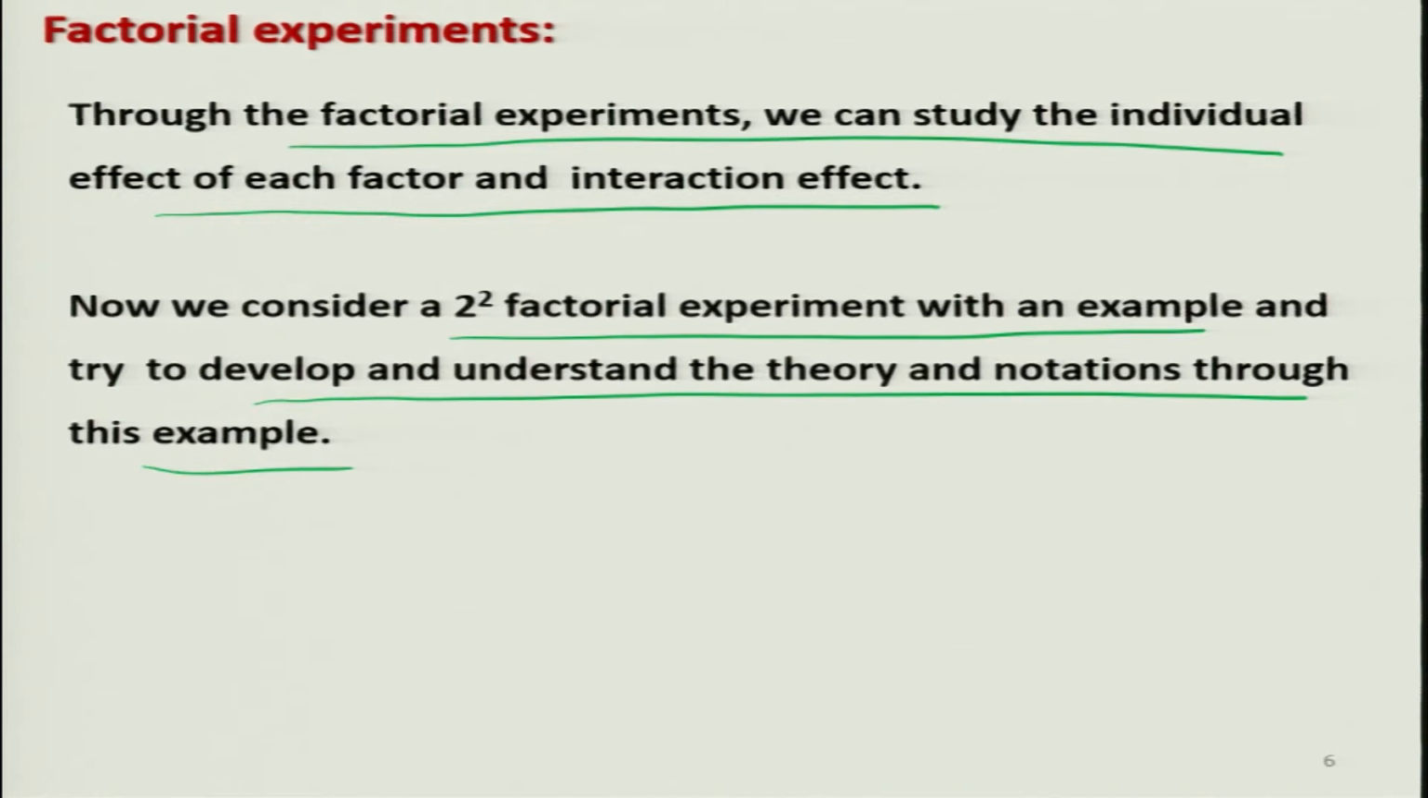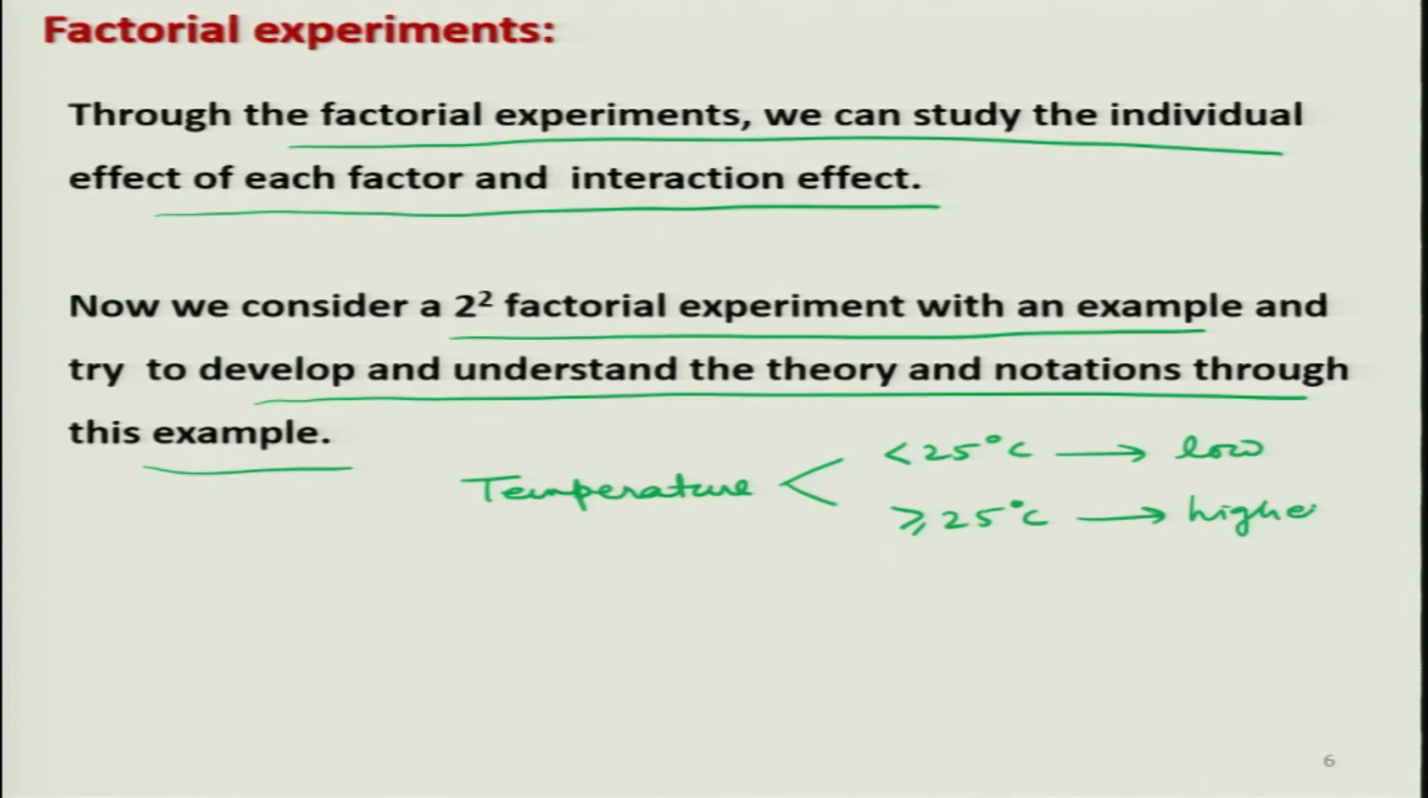But before that, if I ask you a simple question, suppose I take a variable, temperature, right? Can you classify it into, say, these 2 classes? For example, I can say if the temperature is less than 25 degrees centigrade, and if it is more than or equal to 25 degrees centigrade. So, can I say that if the temperature is below 25, then it is low temperature, and if the temperature is 25 or more, I can say this is high temperature.